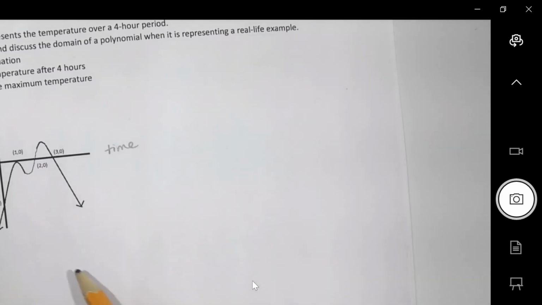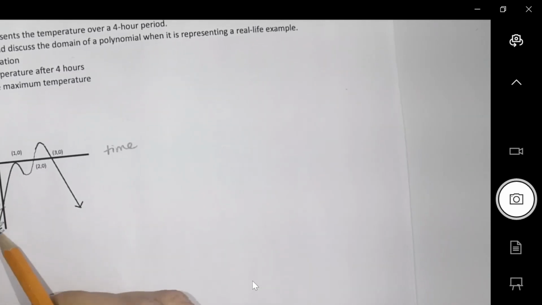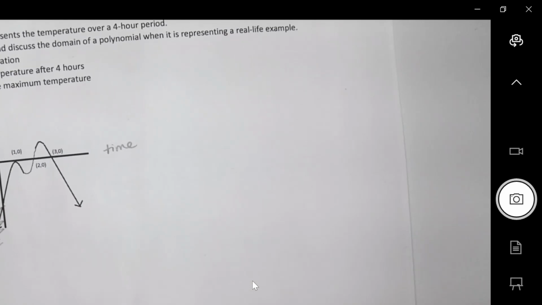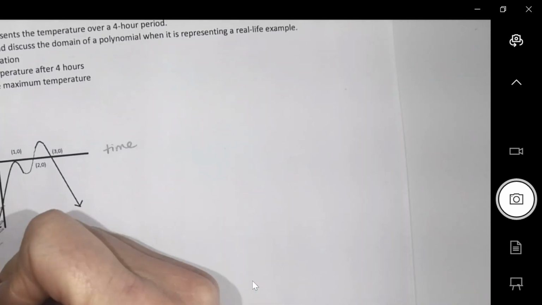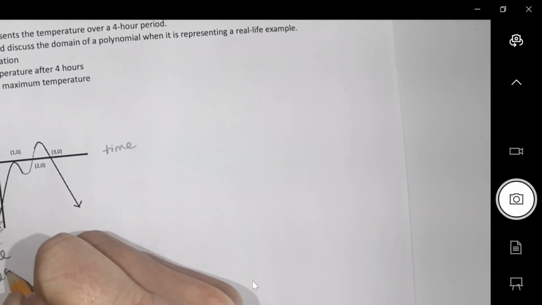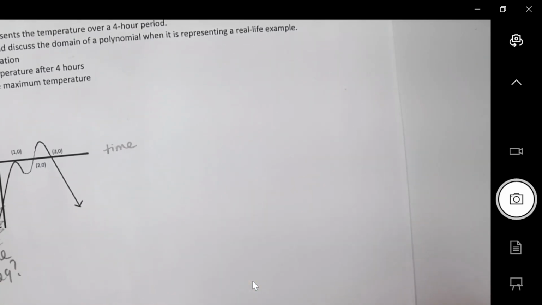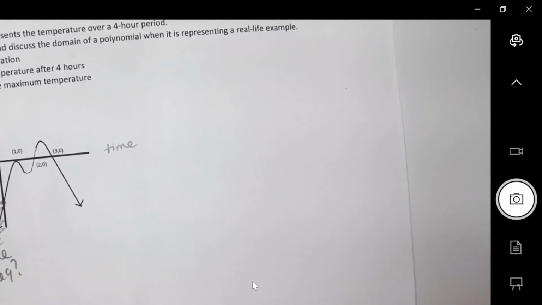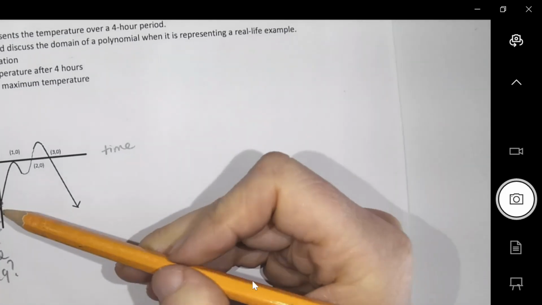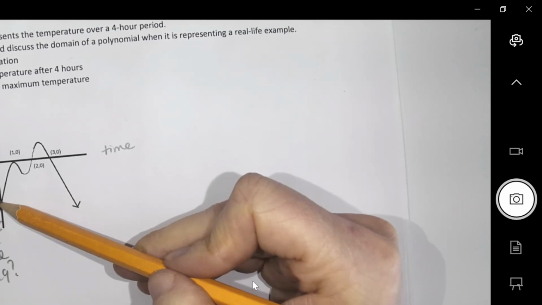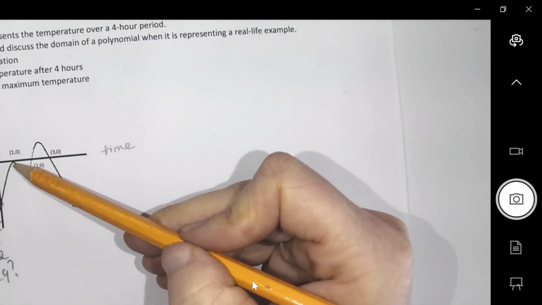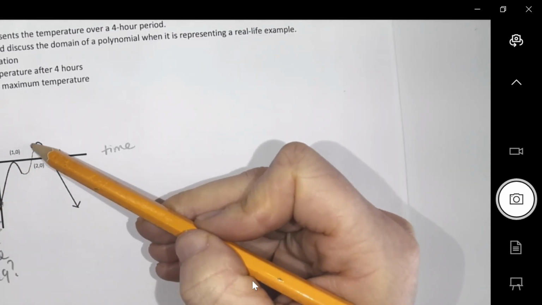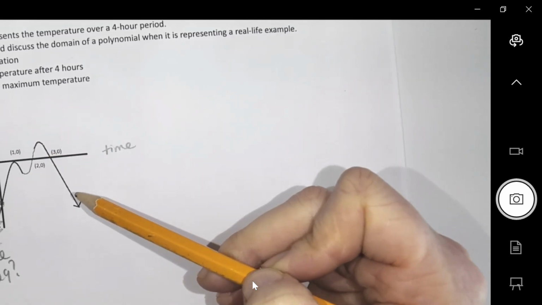Okay, so this part of my graph doesn't really make sense. Why? You can't have negative time, that doesn't make sense. Okay, so basically you're saying this graph would start exactly there. Okay, so then when we start, we're kind of cold and then it warms up, then the temperature goes down, and then it warms up, and then the temperature goes down.